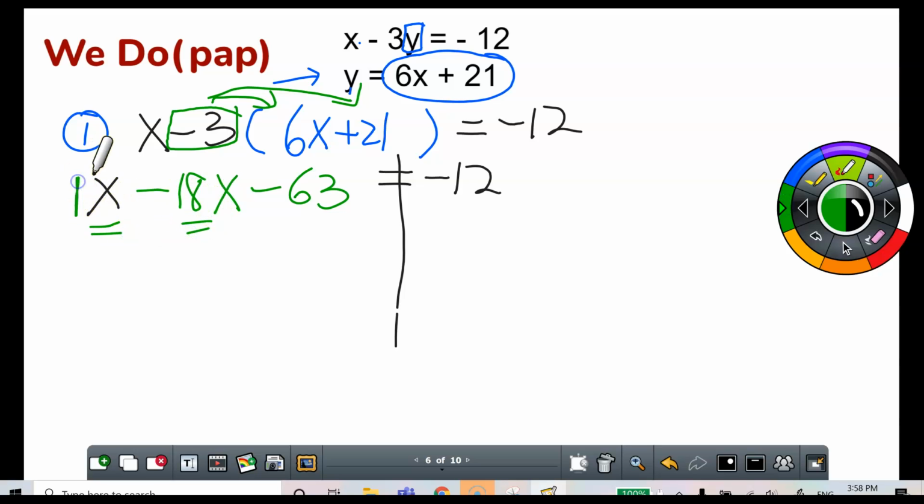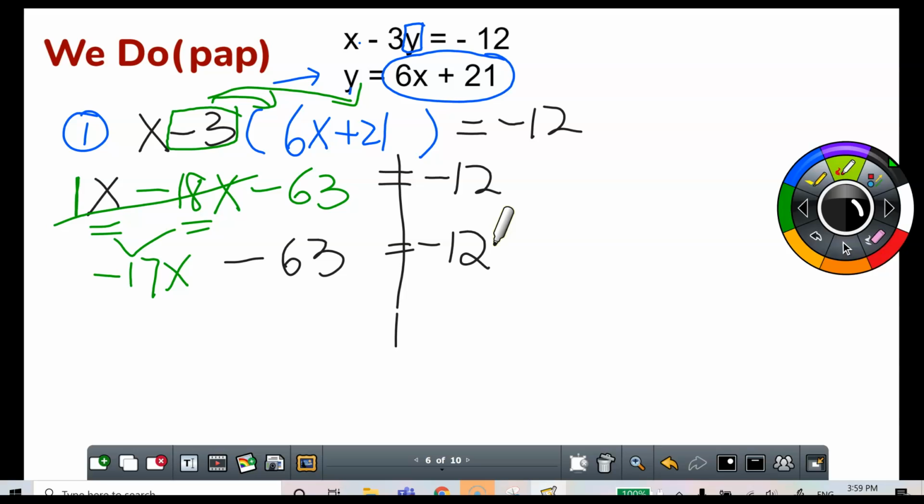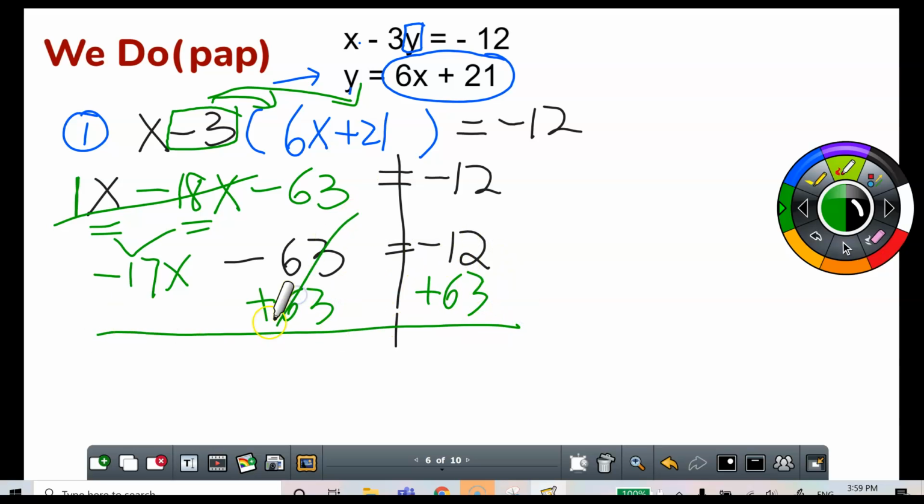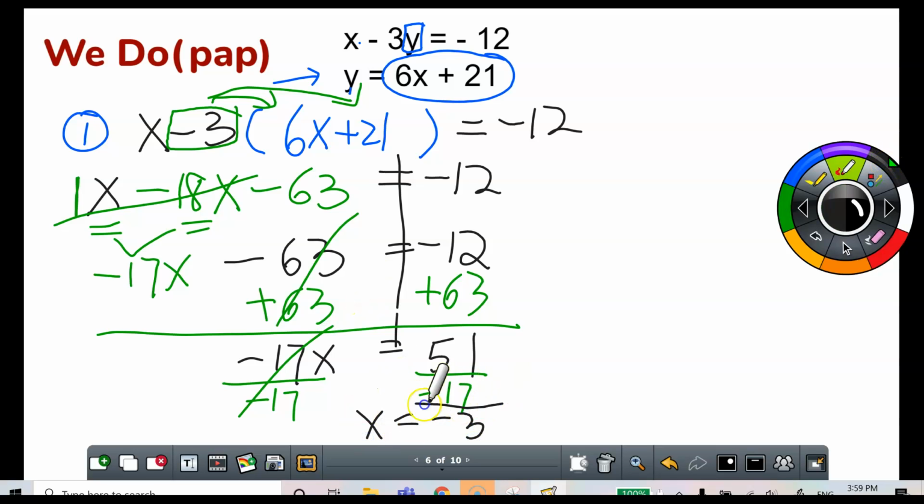Here is 1x. So 1 minus 18 give you negative 17x. Copy the rest. And keep solving the equation by getting rid of the negative 63 first. Copy the rest. Finally, divide by negative 17. So I have x equals negative 3.